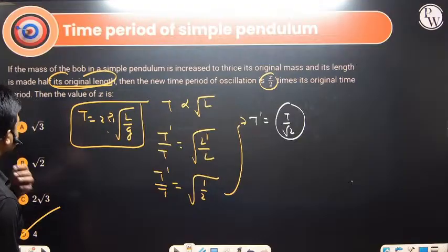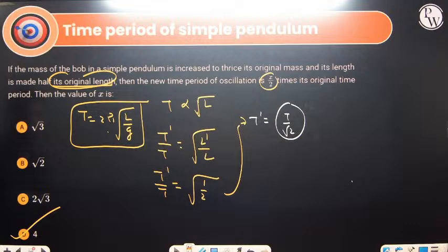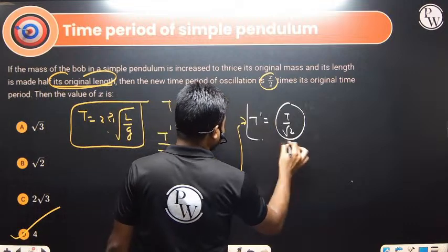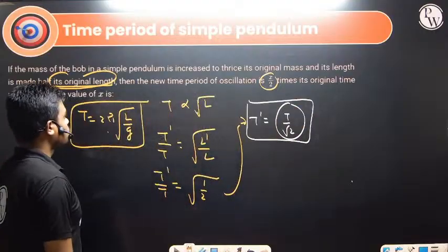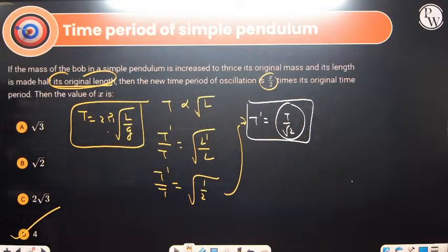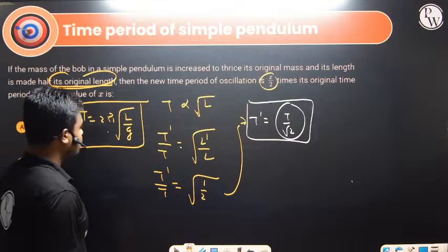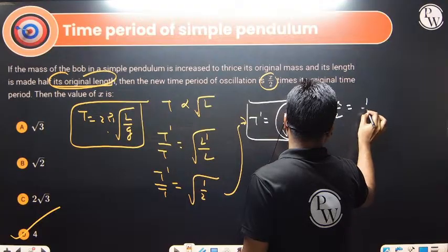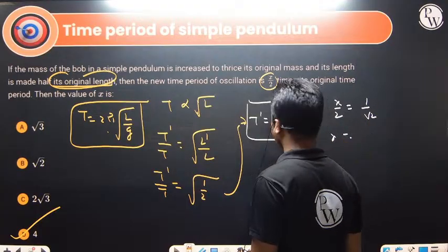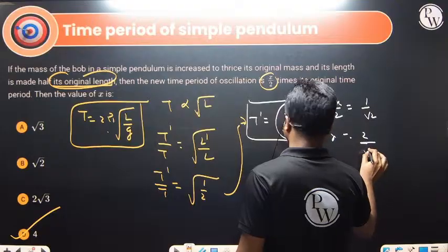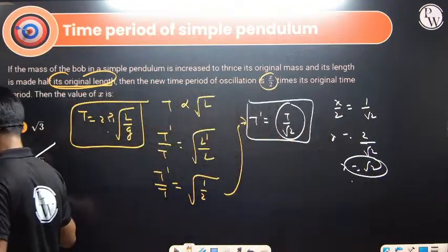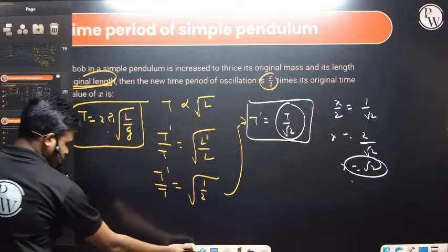So if the mass of the bob in a simple pendulum is increased to thrice its original mass and the length is made half its original length, the time period will reduce to T by root 2. So the new time period is x by 2 times the original, so x by 2 is equal to 1 by root 2. So we get x equals 2 by root 2, that is, root 2 times. So not option 4, another option.